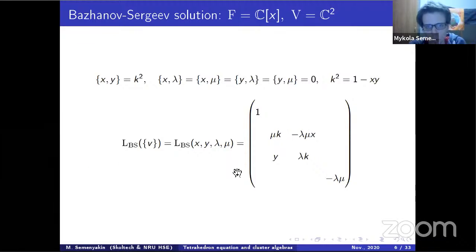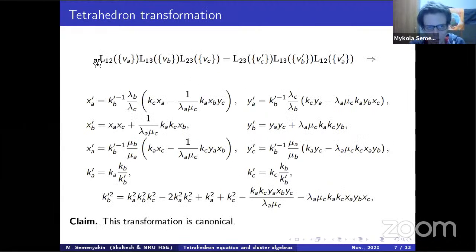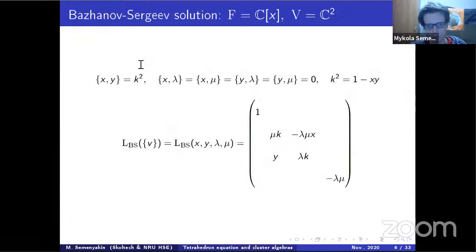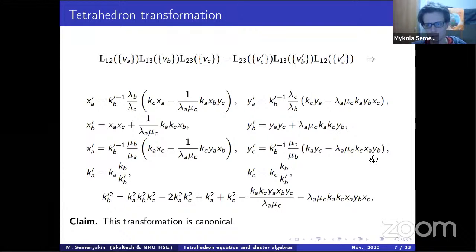If we write this, we can now write the tetrahedron equation and solve it as a system of 8 by 8 equations, or 64 equations for those variables. And surprisingly, this is a consistent ansatz. So we can solve this system and find a mapping of variables. And another surprise is that this transformation is canonical.